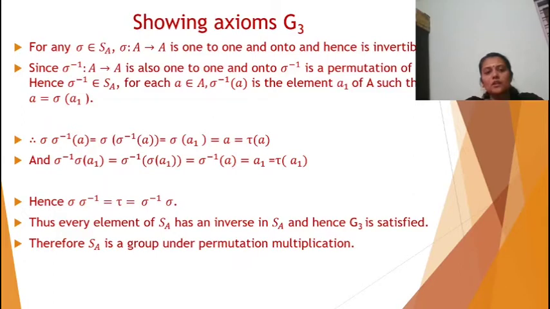So sigma inverse of A equals A1, which is equal to tau of A. So sigma inverse sigma of A1 is equal to sigma inverse of sigma of A1, which is equal to sigma inverse of A, which is equal to A1, which is equal to tau of A1. Hence sigma inverse equals tau equals sigma inverse sigma. Thus every element of SA has an inverse in SA and hence G3 is satisfied. Therefore SA is a group under permutation multiplication.